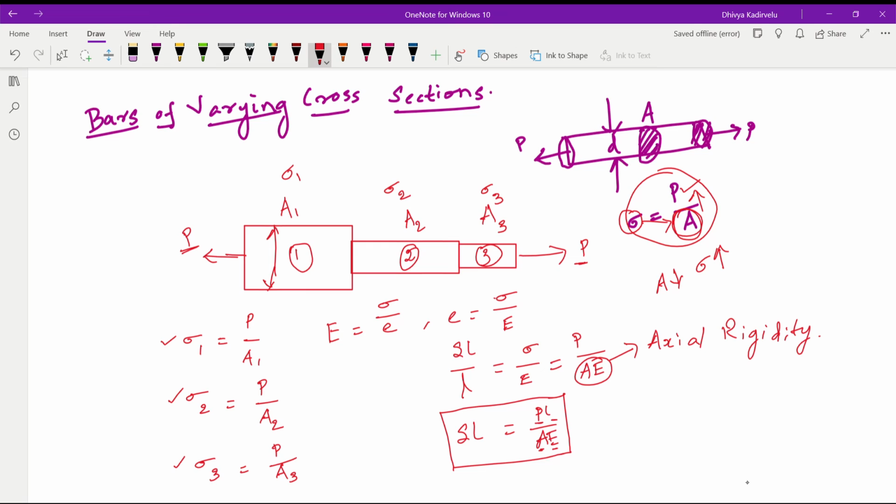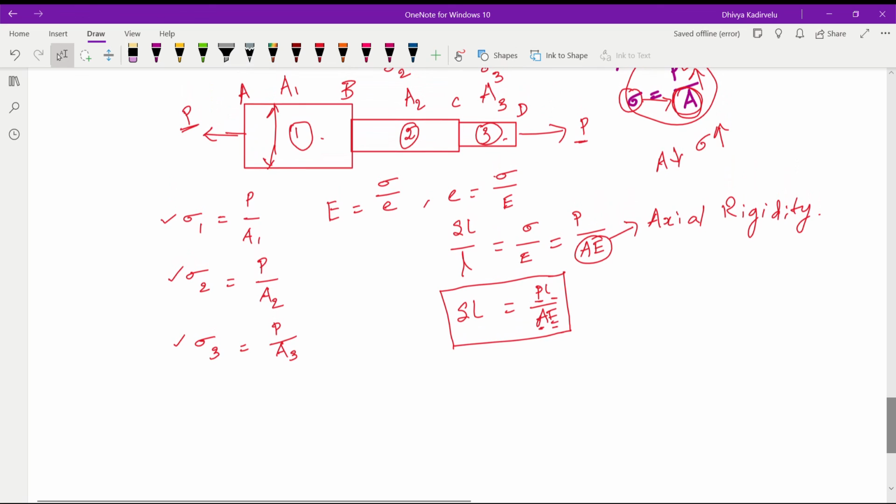Okay, now since the cross section of the material varies from point to point, right, from A to B there is some cross section, and from B to C there is some other cross section, and the cross section varies from C to D also, right? So as the stress varies from portion to portion, the elongation also varies, right? So how can we calculate the elongation? So elongation for the portion 1 can be taken as del L1, right?